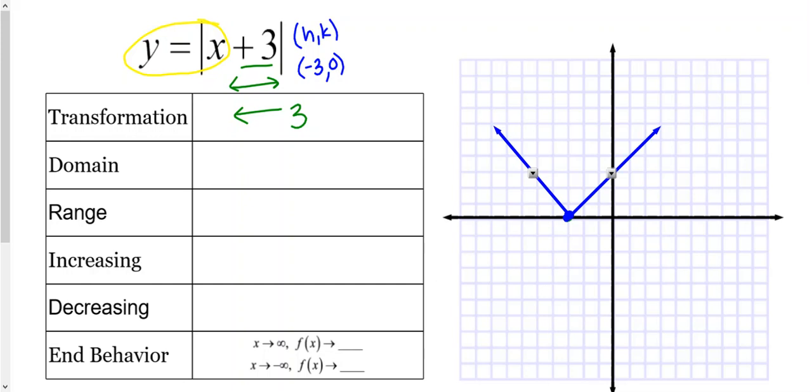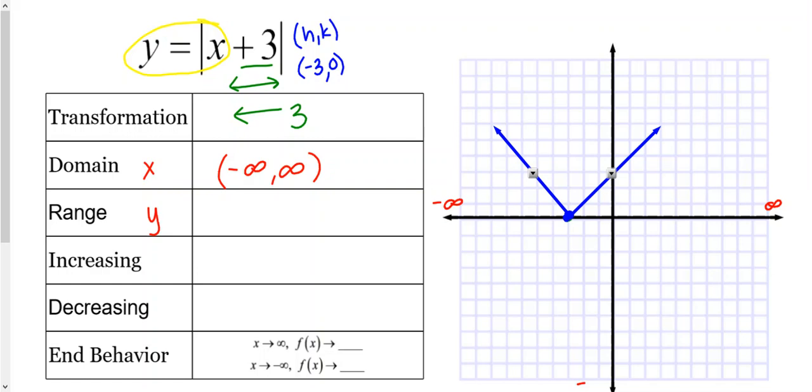All right, next up is to talk about domain and range. Remember, domain are my x values, range are my y values. So the smallest x value, the farthest left, is -infinity. Farthest right is +infinity. So this graph is always going to go to the left, it's always going to go to the right. So my domain is -infinity to +infinity, both with parentheses.